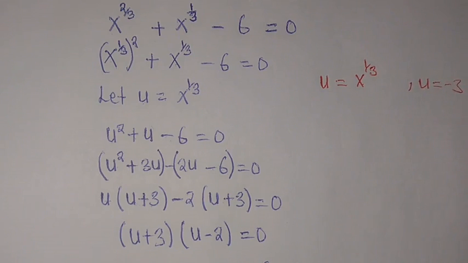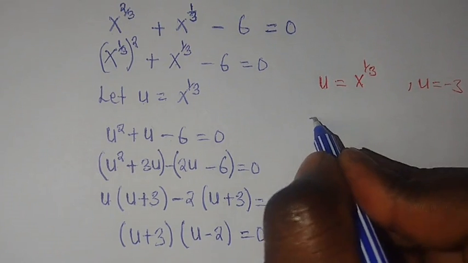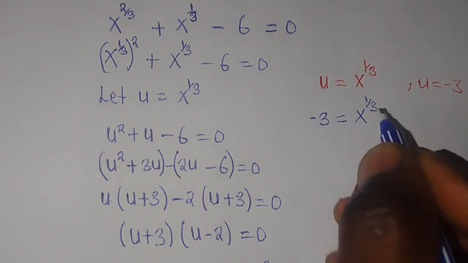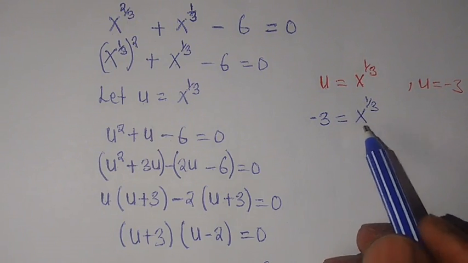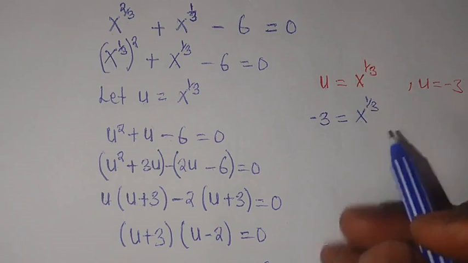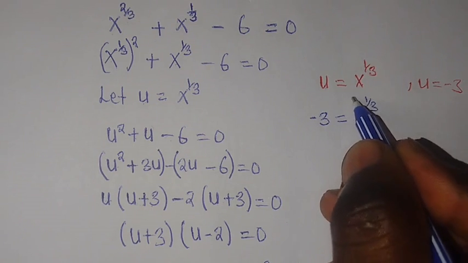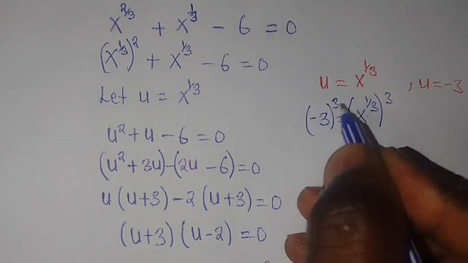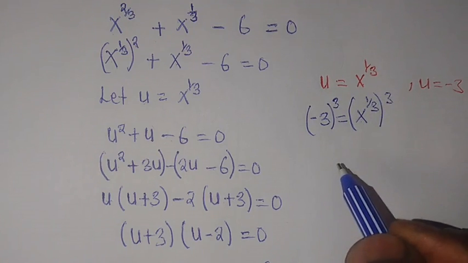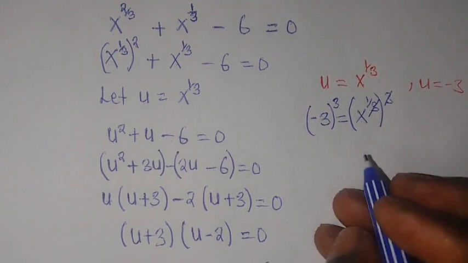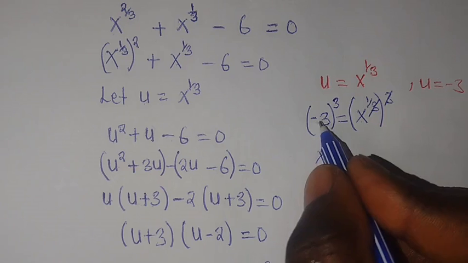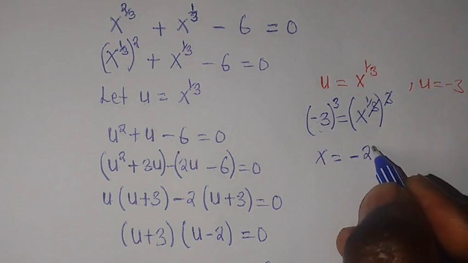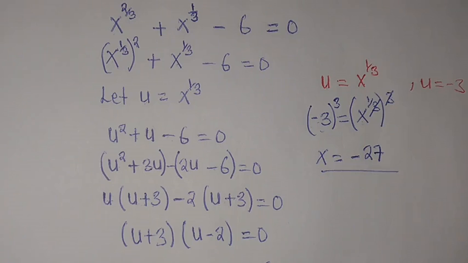We pick the first one, when u is equal to negative 3. Where there is u, I'll put negative 3, equal to x to the power 1/3. I need to find the value of x. Since this x is raised to the power of 1/3, I'm going to raise both sides to the power 3. So that 1/3 times 3 will cancel, remaining with x is equal to negative 3 in brackets to the power 3. We are going to get negative 27. So this is the value of x.